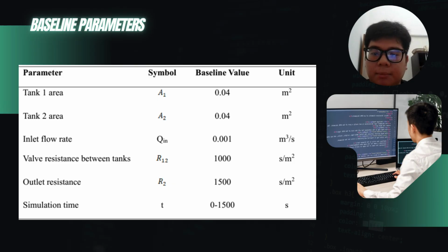And these are the baseline parameters of our group: the tank 1 area is 0.04, the tank 2 area is 0.04, the inlet flow rate is 0.001, the resistance between the tanks R12 is 1000, the outlet resistance is 1500, and the time step to solve the simulation is set as 1500.